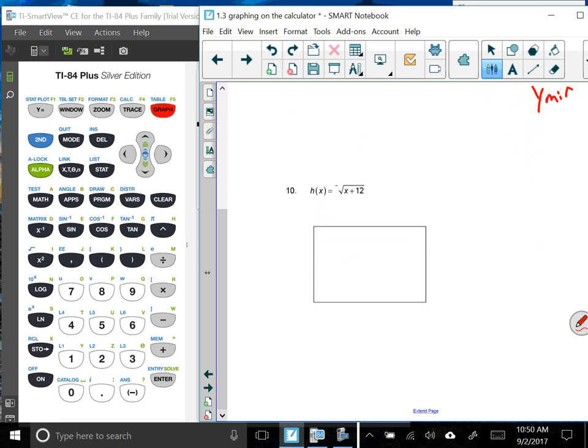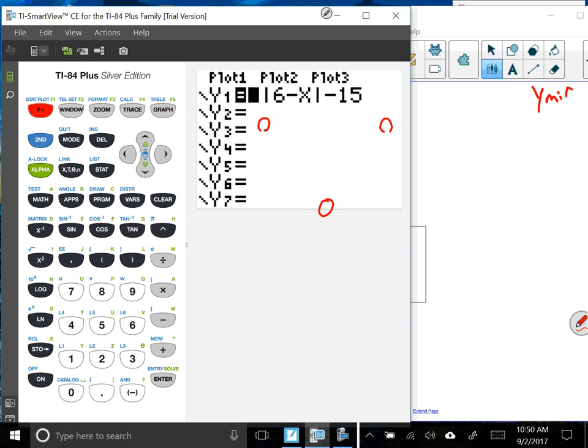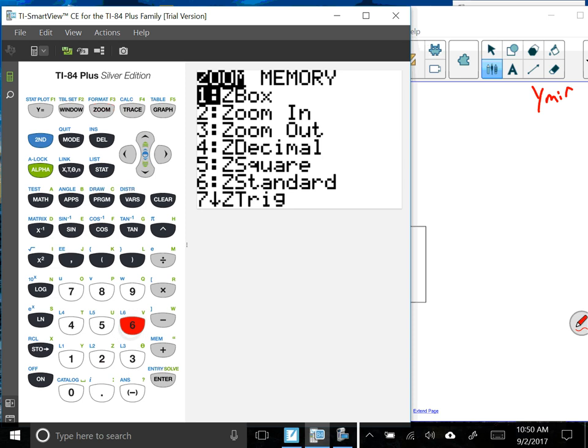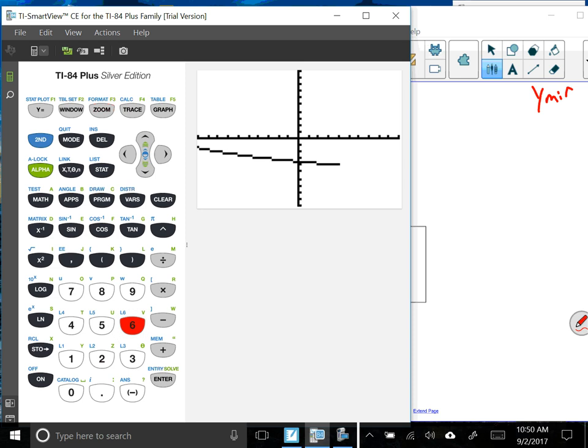All right, last one, square root. Square root function. Put that little negative in first. If you put a minus, it will get confused. Make sure you put the negative. Okay, go back to a Zoom 6. Start every graph with a Zoom 6.